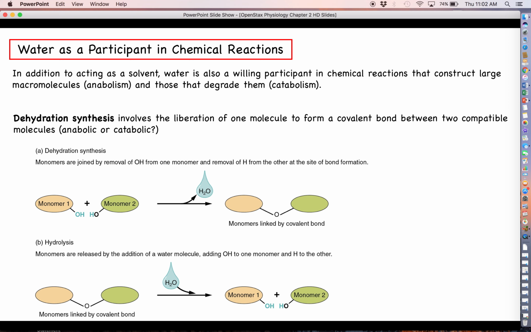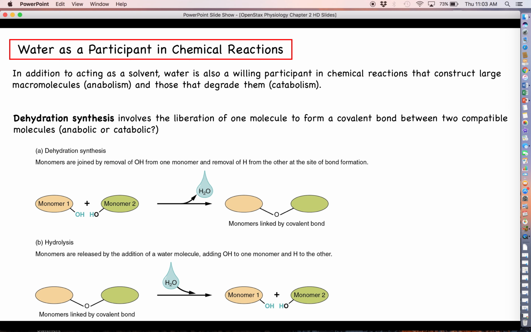The first is called a dehydration synthesis. So dehydration synthesis involves the liberation of one molecule of water in order to form a covalent bond between two compatible molecules. These two compatible molecules are what we call monomers. So in the picture here on the top, we have monomer 1 and monomer 2. You'll notice that each monomer has an OH group attached to it, and if you take one oxygen and two of the hydrogens, we actually can see a water molecule that is ready to be liberated.